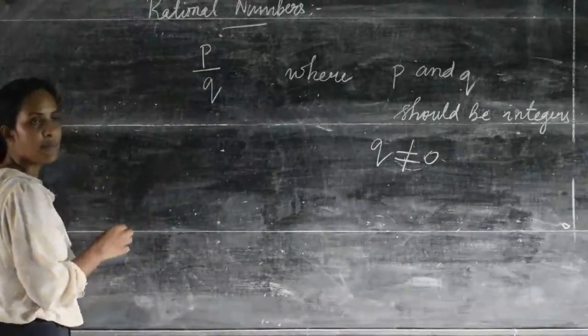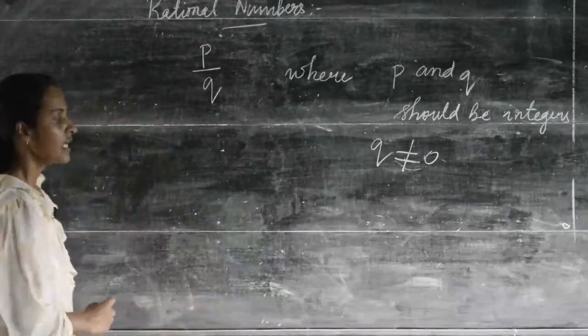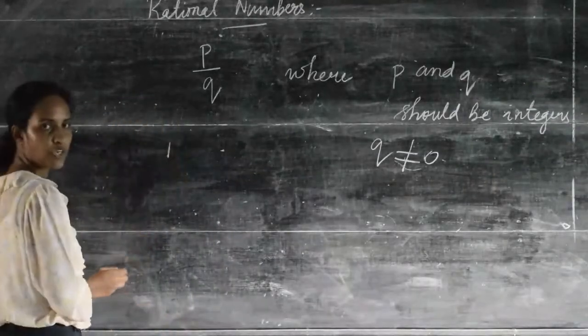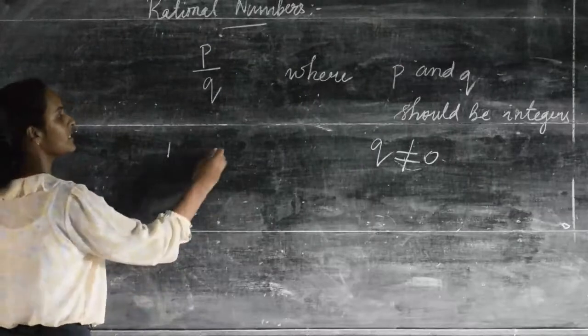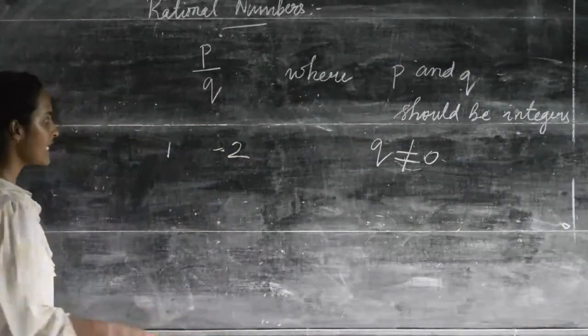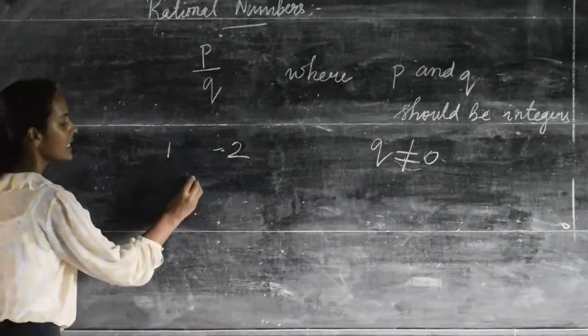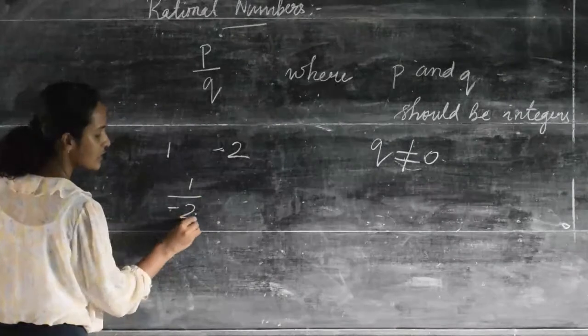So now let's see some examples. Let me take any two integers that you want. For example, I'm taking 1, okay? Is 1 an integer? Yes, definitely it is an integer. -2, is it an integer? Yes, definitely it is an integer, right? So if I take 1 and -2, these are both integers. Now if I write it as 1 by -2, right?